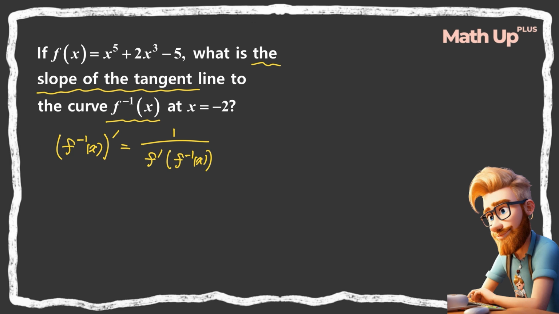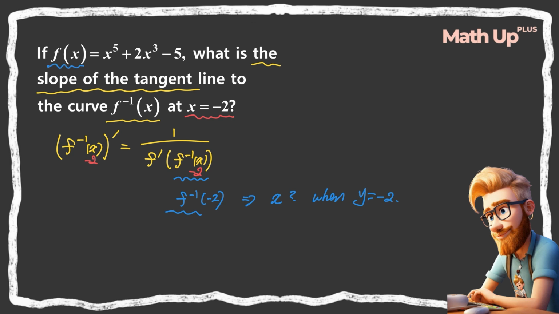And we need to find this derivative at x equal -2, right? So substitute -2 for x. Now what we have to do is find this value, f inverse of -2. This is the value of x when y is -2, right? Because it's inverse, x and y are interchanged.